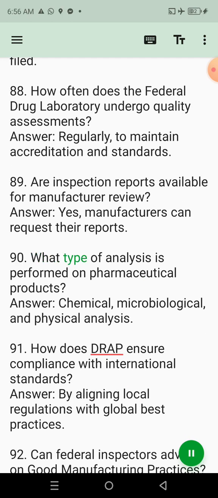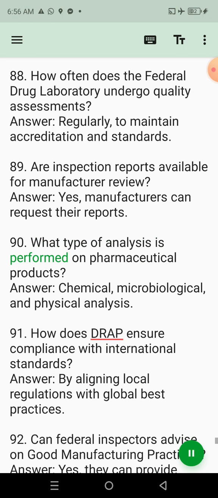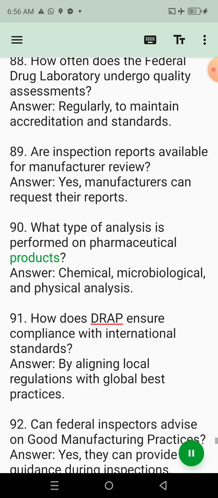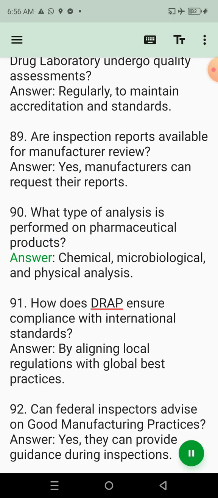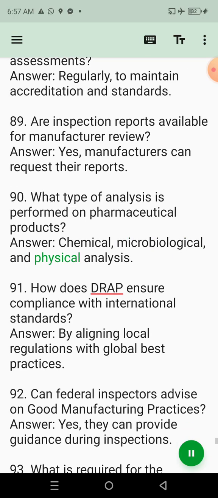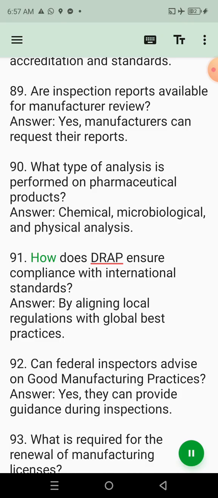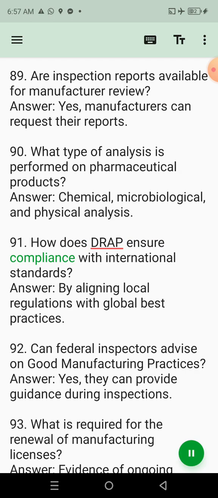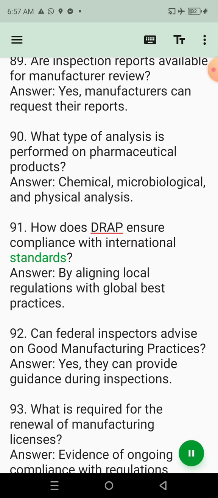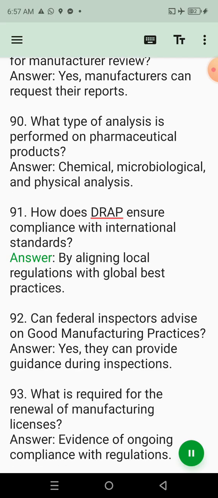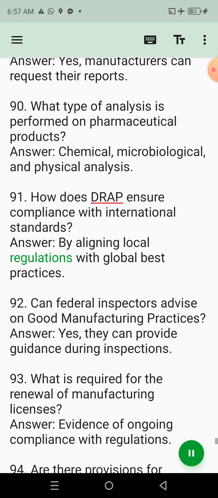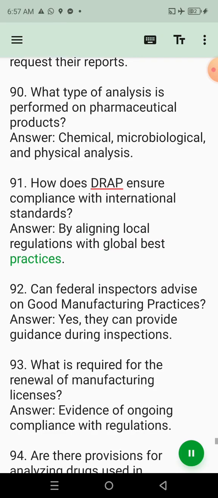90. What type of analysis is performed on pharmaceutical products? Answer: chemical, microbiological, and physical analysis. 91. How does DRAP ensure compliance with international standards? Answer: by aligning local regulations with global best practices.